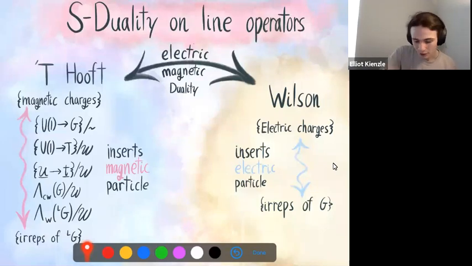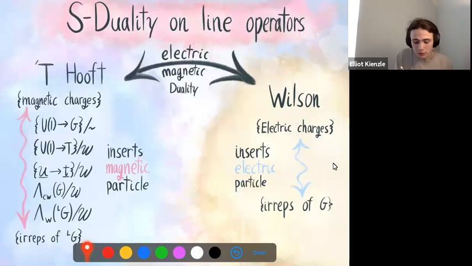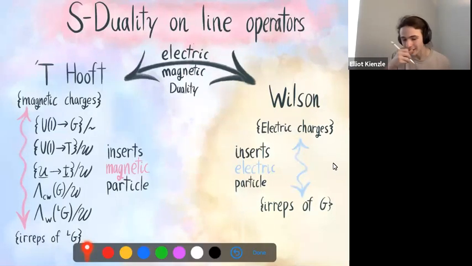It replaces the 't Hooft operator, which acts by inserting a magnetic particle, with a Wilson operator, which acts by inserting an electric particle. And I thought this was cool because you can see from this why you get the Langlands dual showing up in physics at all. This is where it comes from, this electric-magnetic duality.